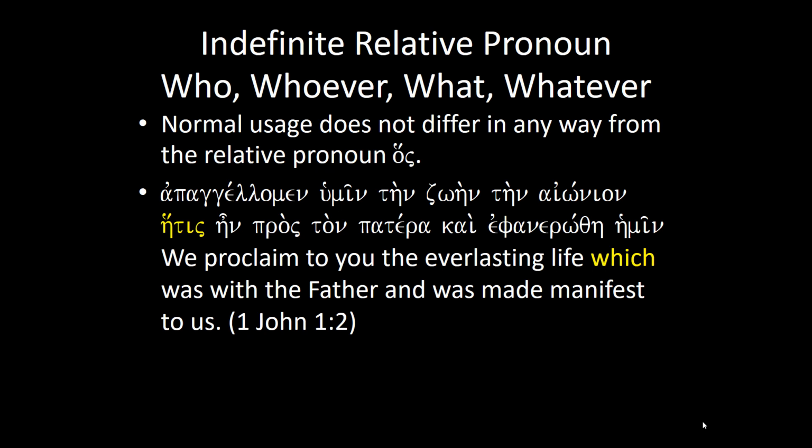So we see this in 1 John. We announce to you the everlasting life, hatis, which en pros ton patera kai ephanerothe hemin. We proclaim to you, we announce to you the everlasting life, which, so it's feminine because it's referring back to zoen, the life which was with the Father and was revealed or was made manifest to us.